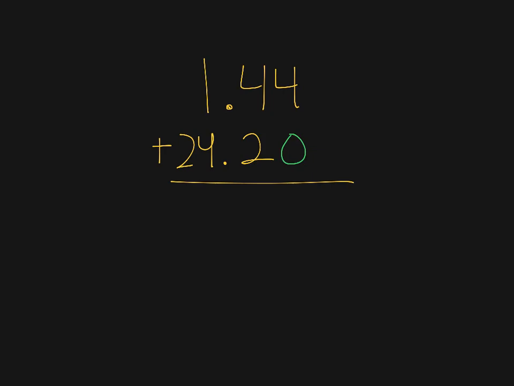Here's my 0. 4 plus 0 makes 4. 4 plus 2 makes 6. My decimals go straight down. 1 plus 4 makes 5. And a 2 is by itself. So your sum will be 25 and 64 hundredths.